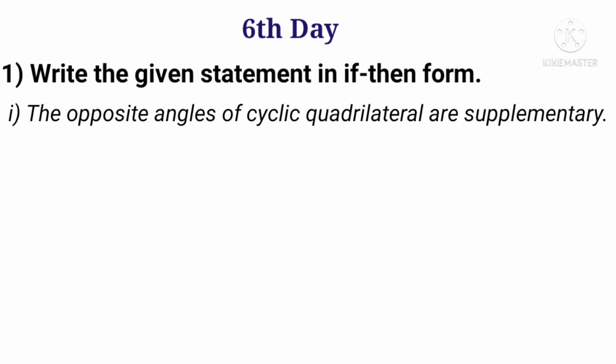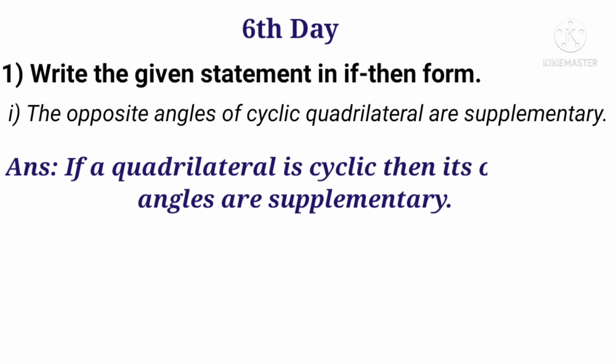Now consider this statement in two parts. In the first part, the quadrilateral is cyclic, and in the second part, its opposite angles are supplementary. Therefore, as a conditional statement, we can write it as: if a quadrilateral is cyclic, then its opposite angles are supplementary. The second question is, write the converse of the statement.